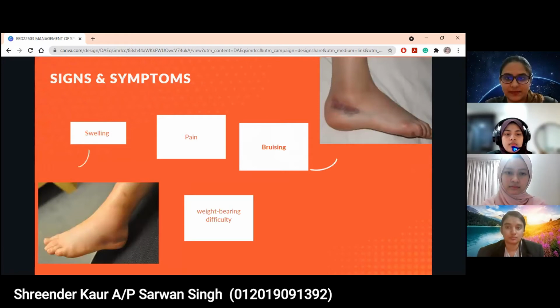One of the signs and symptoms that will let you know you have an ankle sprain is when your ankle starts to swell, and you will have pain and bruising, like blue-black marks around your ankle, and difficulty bearing weight. Okay, next.